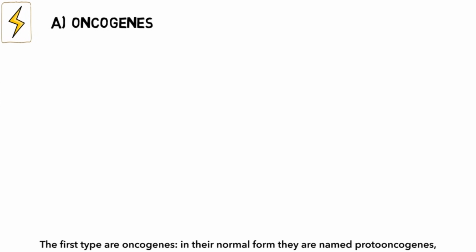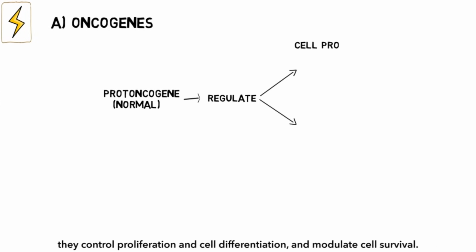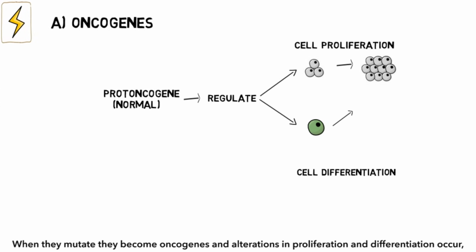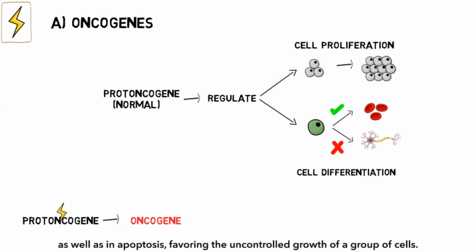Mutations are usually given in 3 types of genes. The first type are oncogenes. In their normal form, they are named proto-oncogenes. They control proliferation and cell differentiation and modulate cell survival. When they mutate, they become oncogenes, and alterations in proliferation and differentiation occur, as well as in apoptosis, favoring the uncontrolled growth of a group of cells.